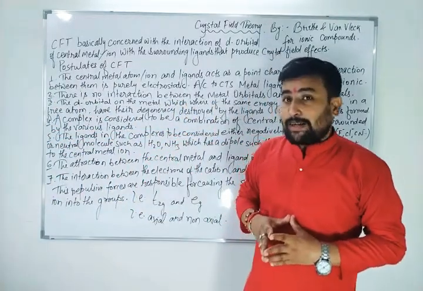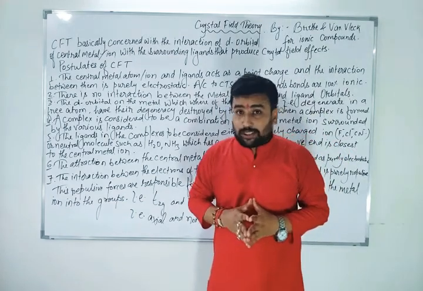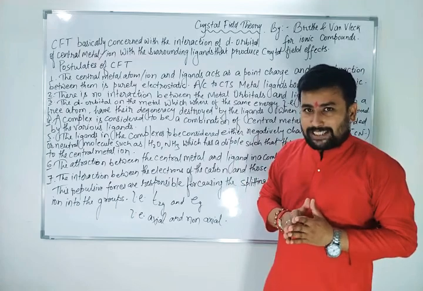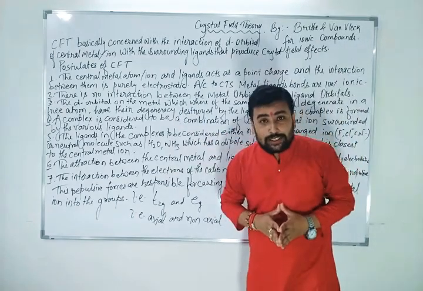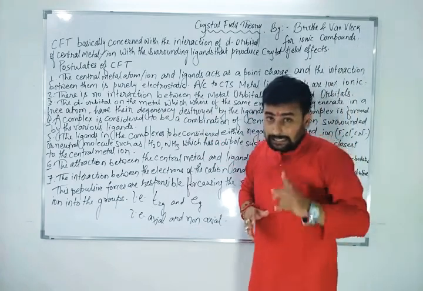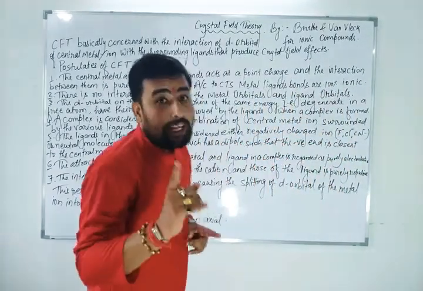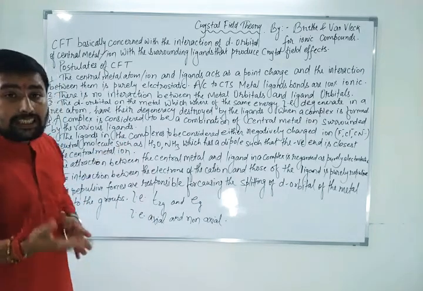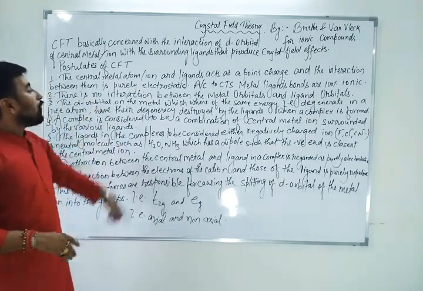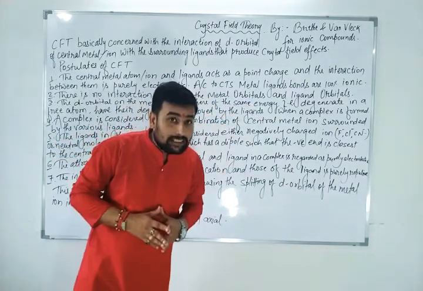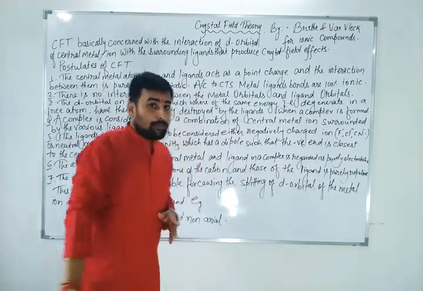In coordination complexes, you may have heard that in valence bond theory there is an interaction between the metal and ligand orbitals. But in crystal field theory, there is no interaction between the metal orbitals and ligand orbitals. So this is the difference between CFT and VBT. Crystal field theory and valence bond theory, if they ask you the main difference, you can say there is no interaction between the metal orbitals and the ligand orbitals. That is the main important point.